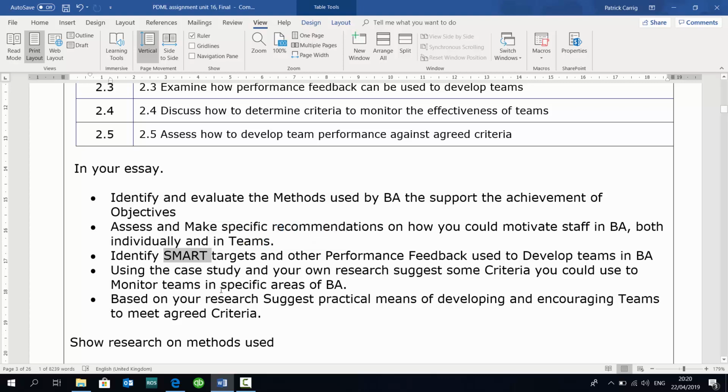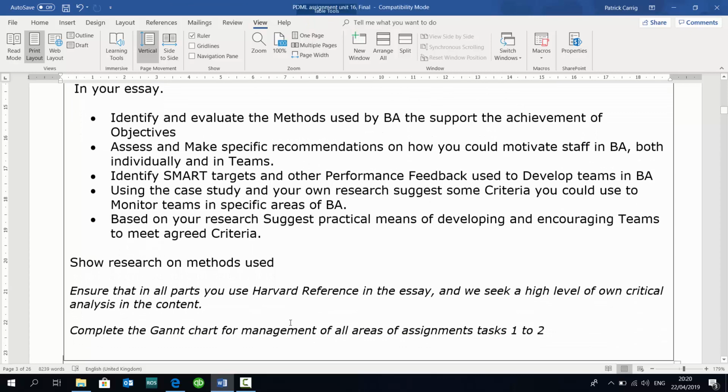Suggest some criteria you could use to monitor teams' performance. Actually try and design and develop some specific, measurable, achievable, relevant and timely criteria. Is it profit margins? Is it customer service complaints? Is it awards won? And I want you to cross the whole BA argument. Finally, based on your research, suggest practical means of developing and encouraging teams to meet the criteria you've set. Now, in doing this, you must show us what you did.